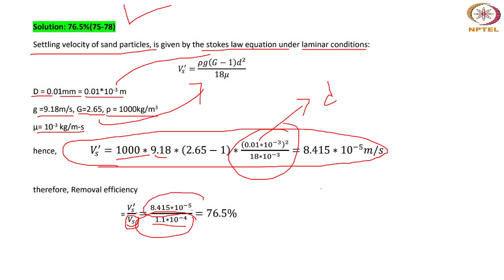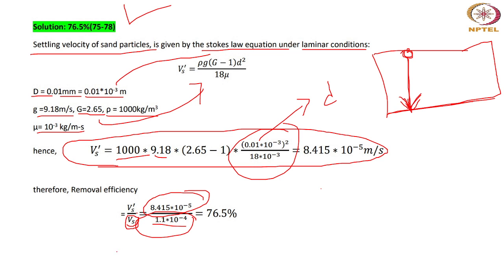So this velocity is required to bring these sand particles to the bottom of the flocculent tank, right? This is my flocculent tank, and the sand particles need to get down, and we are also providing this flow velocity. If the settling velocity is more than the flow velocity, then we will get 100% removal, right?